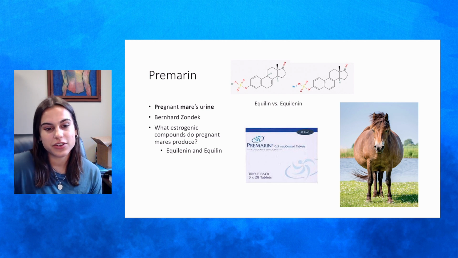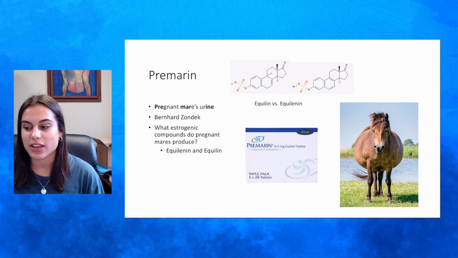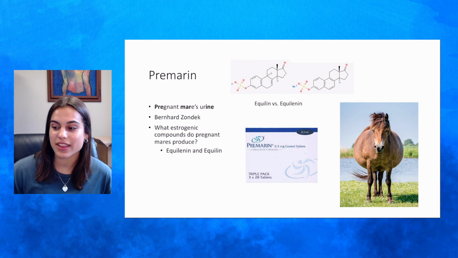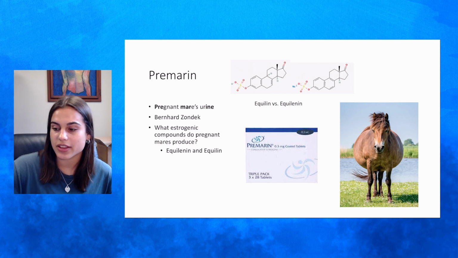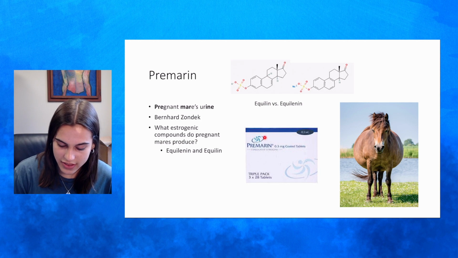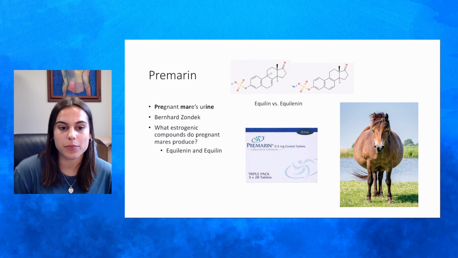So the two estrogenic compounds in pregnant mares are equilenin and equilin, and these are both extracted from the urine as sodium sulfate conjugates. And this is why they're called conjugated estrogens, and you can see that like on this package of Premarin, it says conjugated estrogens. And so Premarin is a mixture of these equine synthetic esters of estradiol.